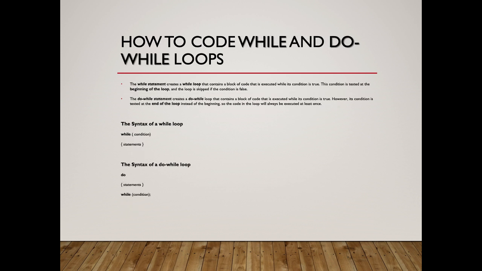How to code while and do loops. The difference between a while loop and a do loop is that a do loop will always be executed at least one time, and then it checks the expression after the fact. Whereas a while loop will check that expression first and then execute the code inside of it as long as that condition is still true. So in some cases, it makes perfect sense to use a do while loop. In other cases, not so much.